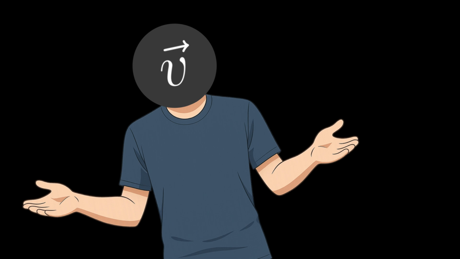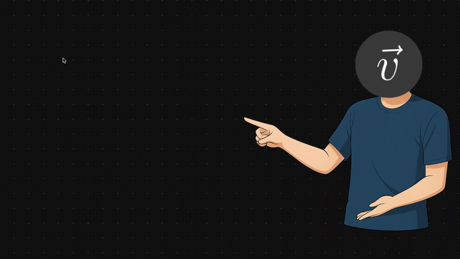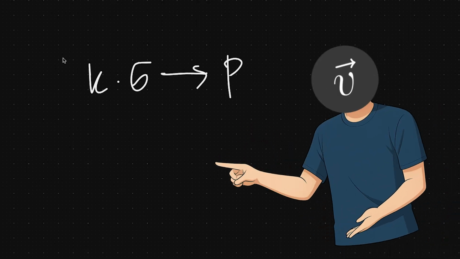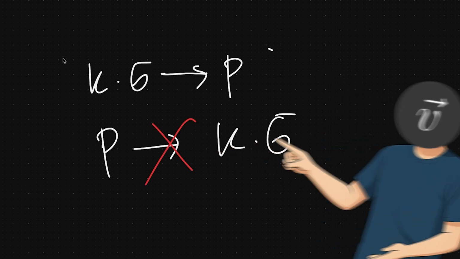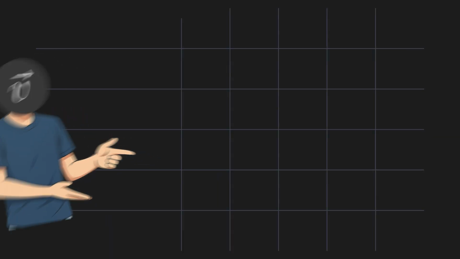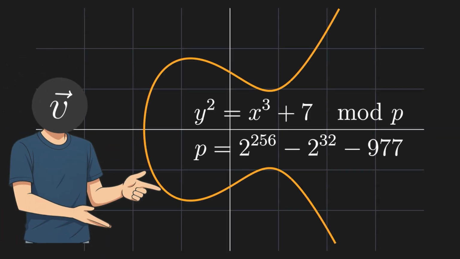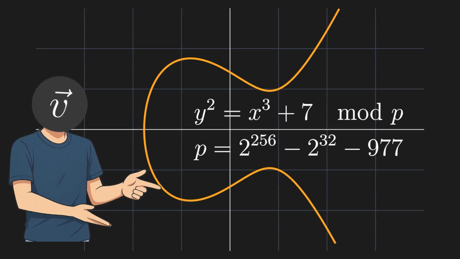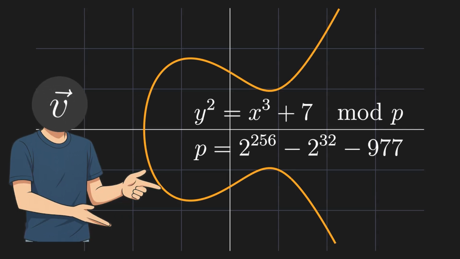Now here comes the most important part. How does P equals K times G protect Bitcoin? We already said, you can easily calculate P if you know K and G, but it's impossible to reverse it to find K from P and G, because it's not regular multiplication, it's scalar multiplication on an elliptic curve. Y squared equals x cubed plus 7 mod P, with P equals 2 to the power of 256 minus 2 to the power of 32 minus 977.